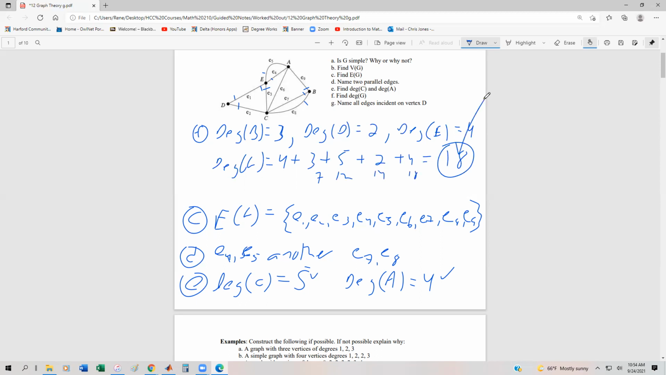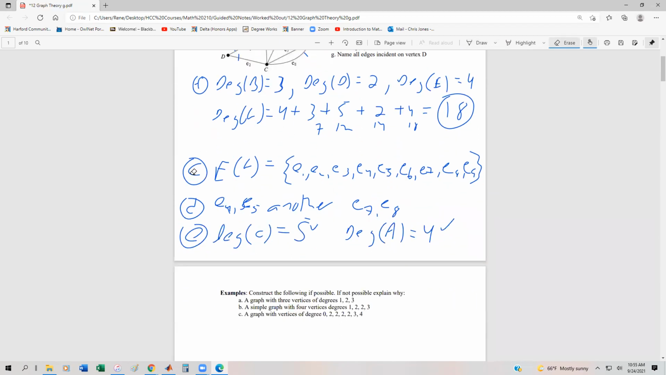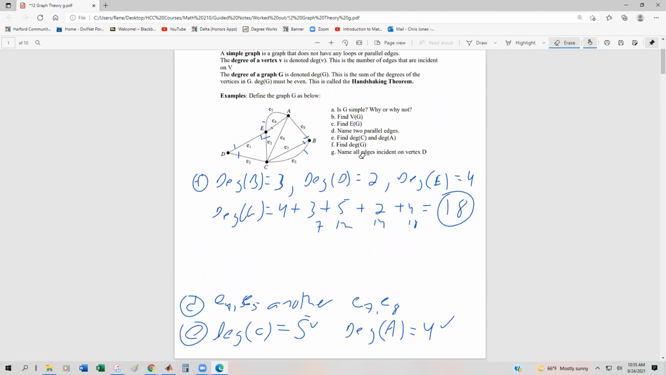And that's good because remember we said by the handshaking lemma that the degree of G must be even, which it indeed is. All right, so that's a way to check to make sure that at least your answer makes some sense, is that you have to have an even degree for your degree of the graph. All right, so last thing we're going to do is go through and name all the edges that are incident upon vertex D. All right, and that would be just E1 and E2.